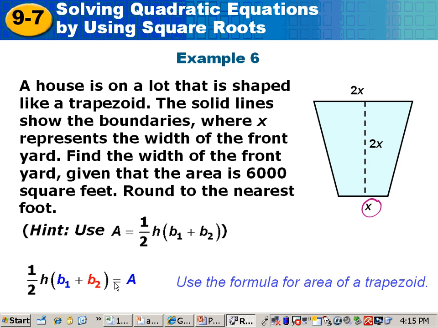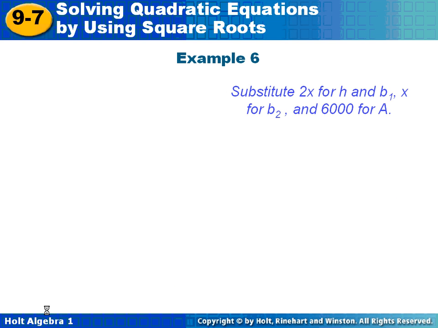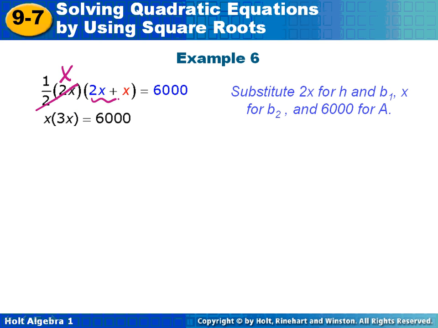Okay, so here's my formula. I know that base 1 is x. So this is going to be x. Base 2 is 2x. And I know that the height is also 2x. Okay, so let me move this over to the next slide. Here we go. We're substituting 2x. This is what I just wrote. Now I can go ahead and work out this. 1/2 of 2x cancels, and I'm left with an x. 2x and x is 3x, so I'm left with x times 3x. That gives me 3x squared equals 6,000.